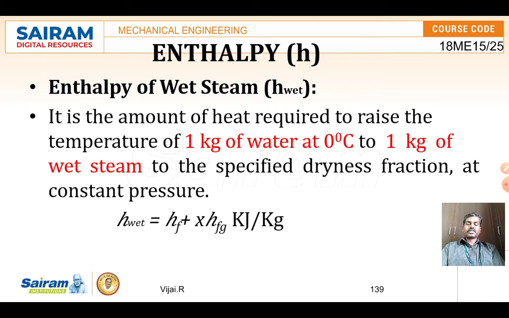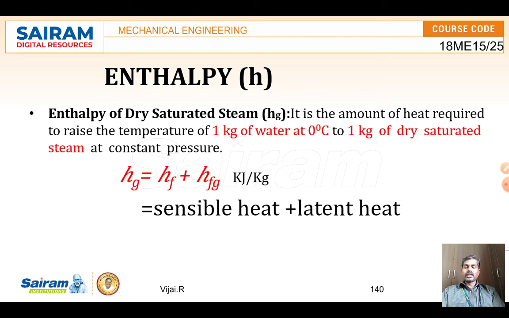The x is what we call the dryness fraction here, right? And for the enthalpy of dry saturated steam, the formula is the same, but x will be equal to 1. When x is equal to 1, Hf plus x into Hfg becomes Hf plus Hfg, which is equal to Hg. The enthalpy of dry steam formula is Hg is equal to Hf plus Hfg, which is defined as the amount of heat required to raise 1 kg of water at 0 degrees to 1 kg of dry saturated steam at a constant pressure. Okay, these are the two important formulas, H wet and Hg.